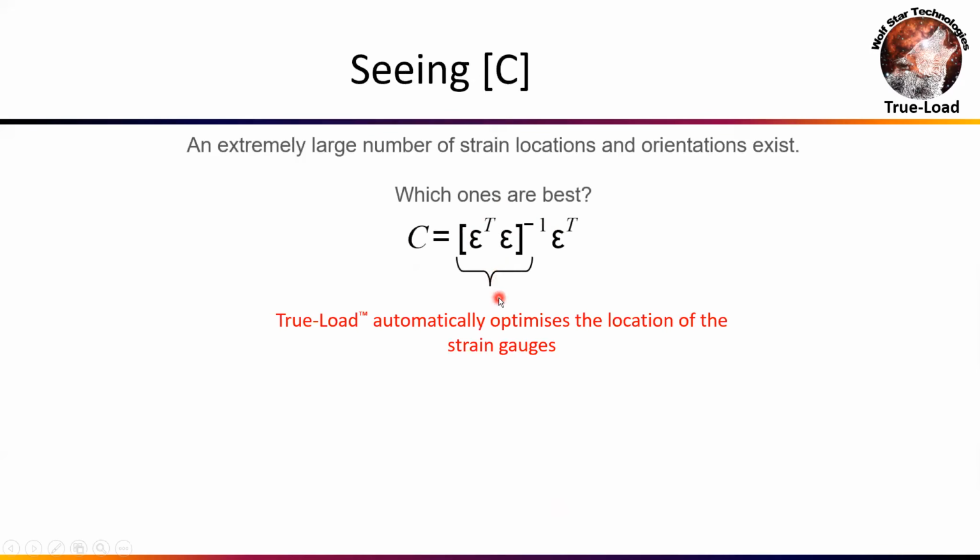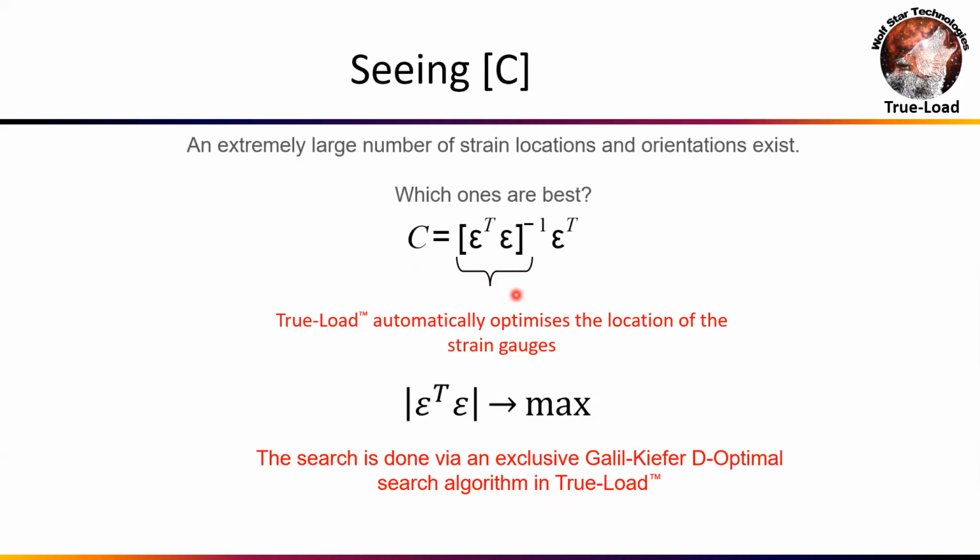We recognize that the inverse of a matrix is defined by the cofactor of the matrix divided by the determinant of the matrix. So the thing in the bottom, the determinant, we don't want that to be 0. We want that to be maximum. So our objective function is to maximize the determinant of strain transpose strain. And we do this with this Galil-Kiefer D-optimal search algorithm, which is extremely efficient for finding the gauges. So this is how we find the strain gauges on the structure and get the optimal strain gauge placement.